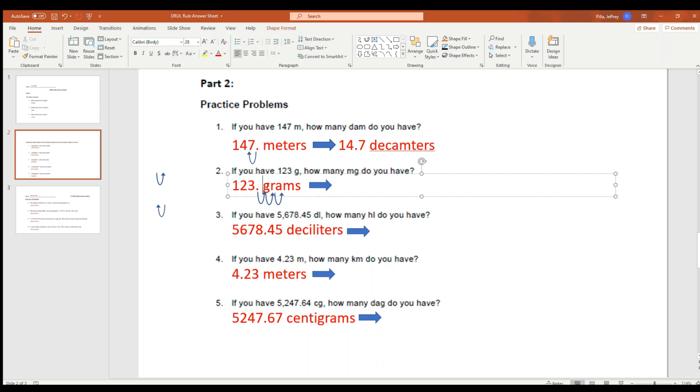Okay? So what I will actually do here is I'm going to move this out of the way, this out of the way, and you'll see that every time I move the decimal place over, where there's not a number before, I'm going to add a 0. Okay? So that my final answer then becomes 123,000 milligrams. All right? And there's actually 2 L's in milli.